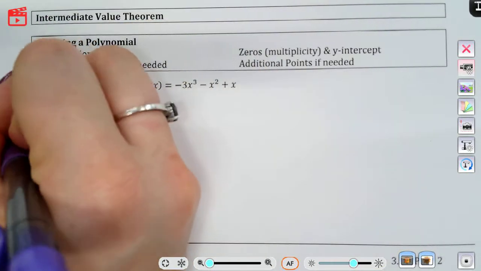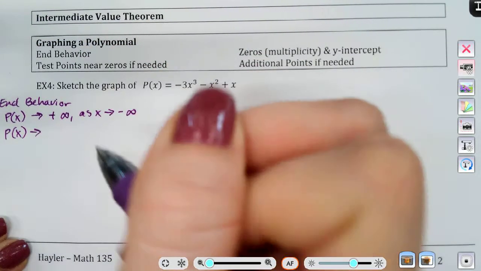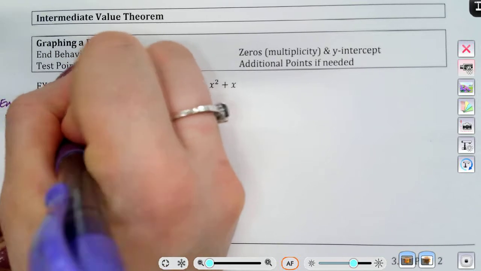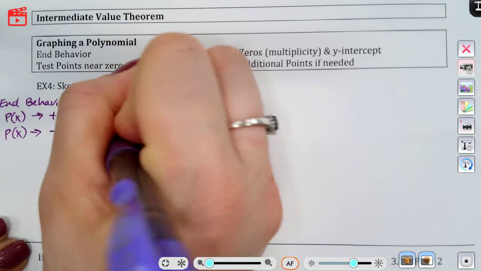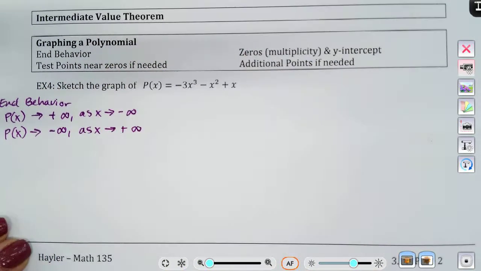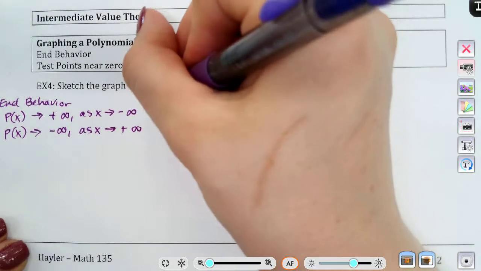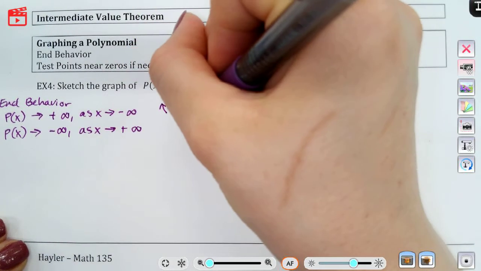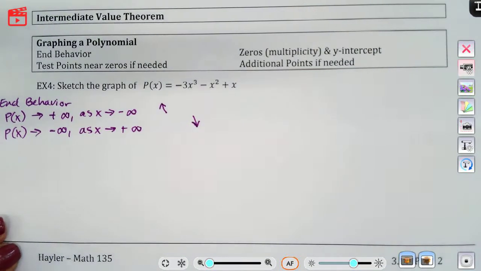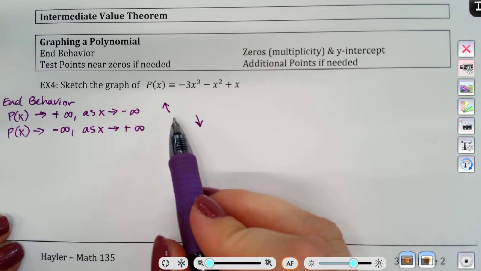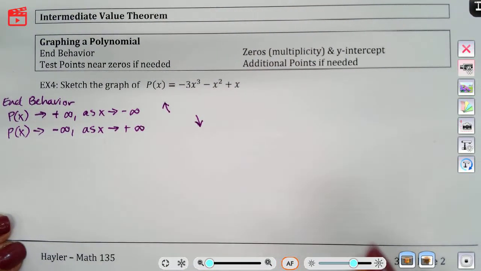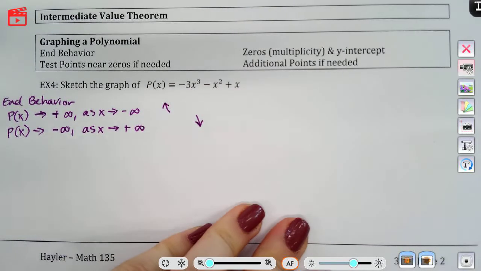And then the other one we have is approaching negative infinity as x approaches positive infinity. So another way to think about that is this is what the end signs of your graph should look like. The left should be pointing up and the right should be pointing down. I'm going to go ahead and just start my graph here real quick.